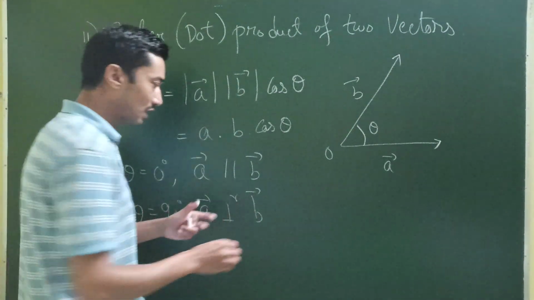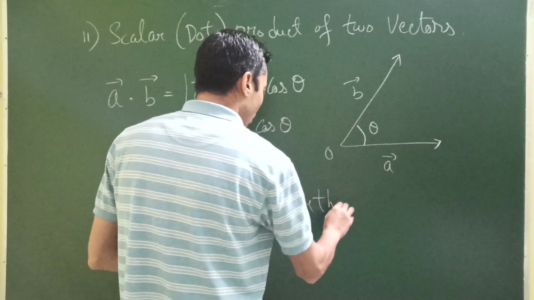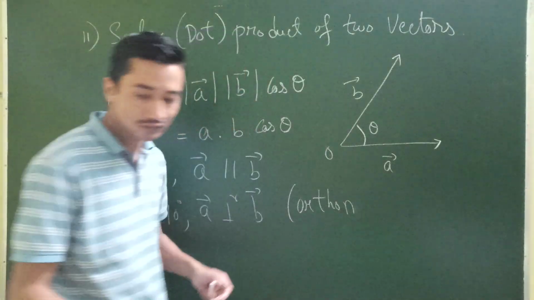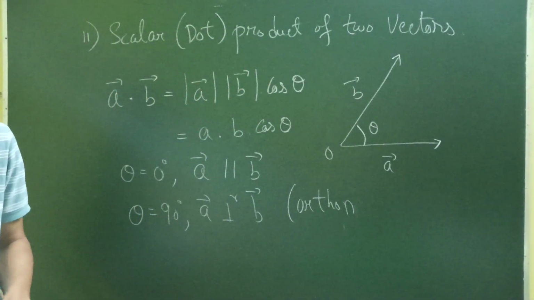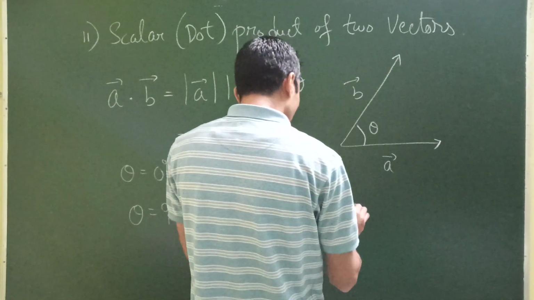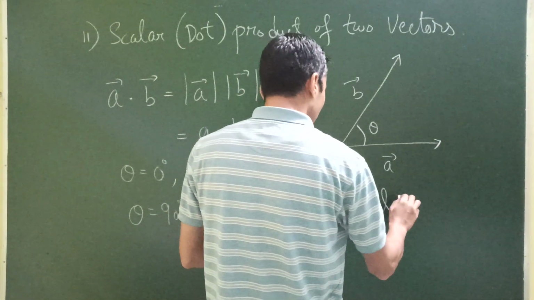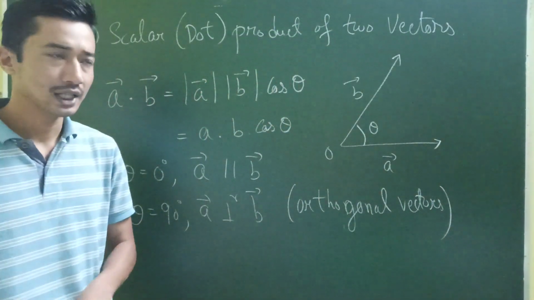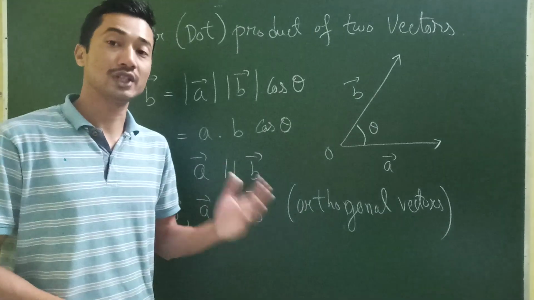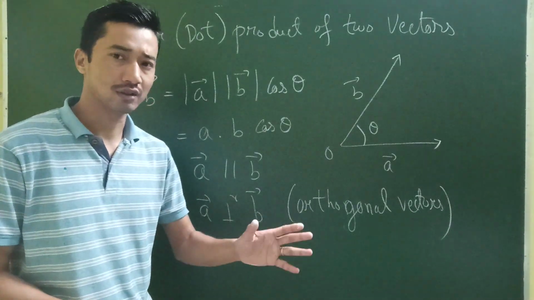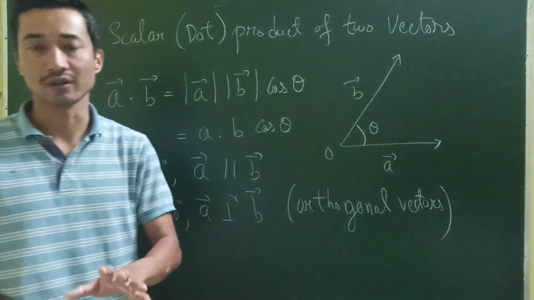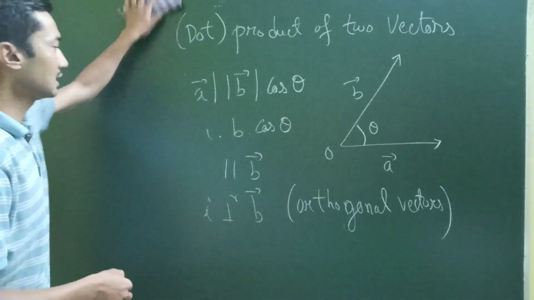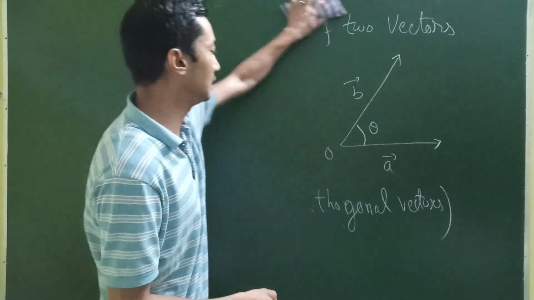This perpendicular word, sometimes we also call orthogonal. So don't be confused if the question states prove that the two vectors are, or check whether the two vectors are orthogonal vectors or not. Orthogonal simply means whether they are perpendicular or not. Don't be confused with that. Now, let's study the special cases one after the other.